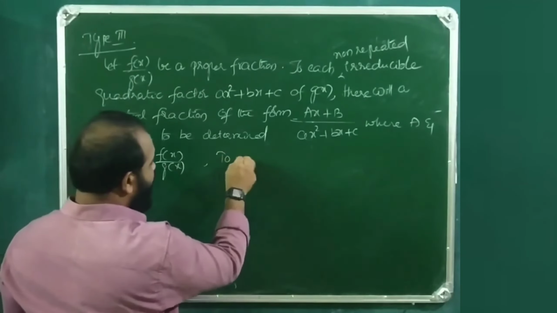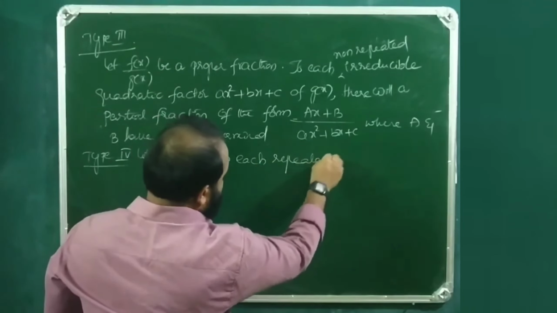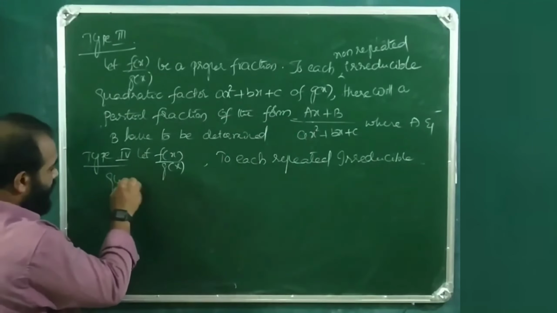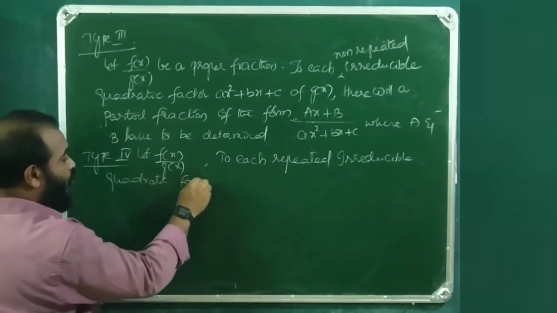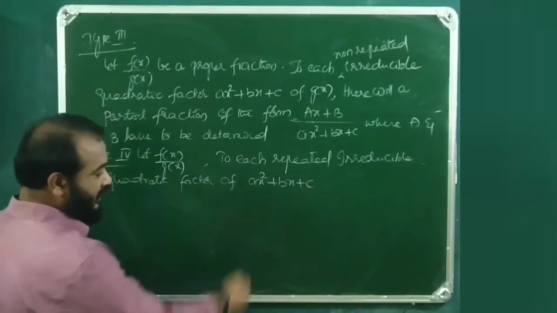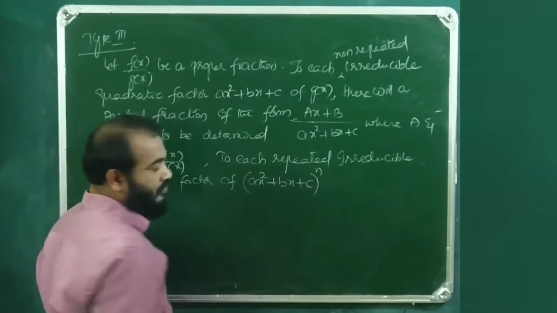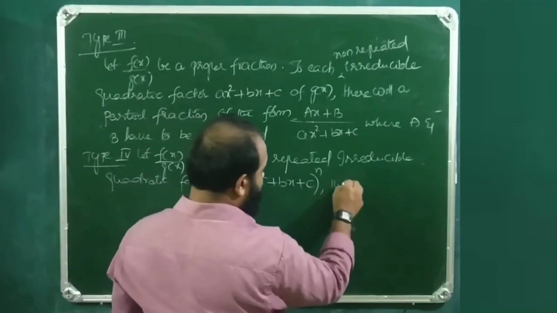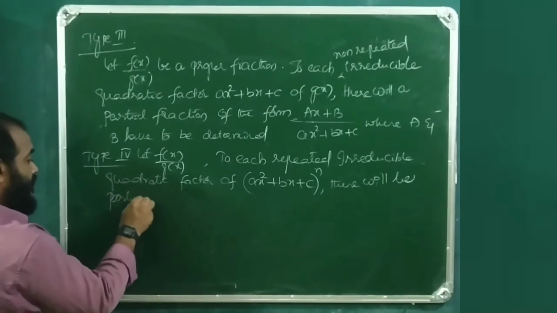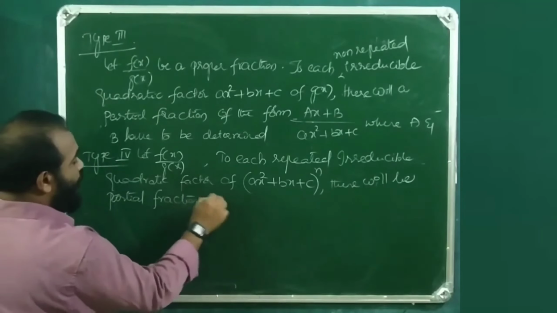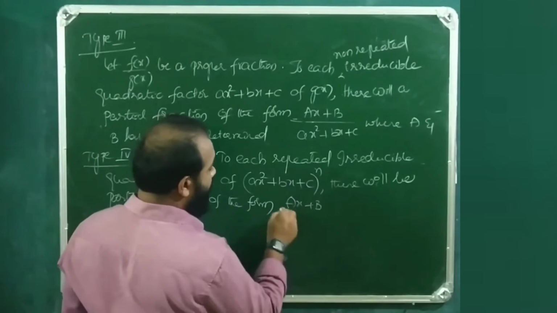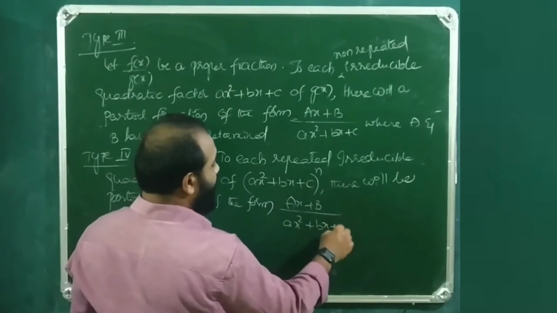So to each repeated irreducible quadratic factor of ax square plus bx plus c, since it is repeated a number of times, there will be partial fractions of the form ax plus b by ax square plus bx plus c.